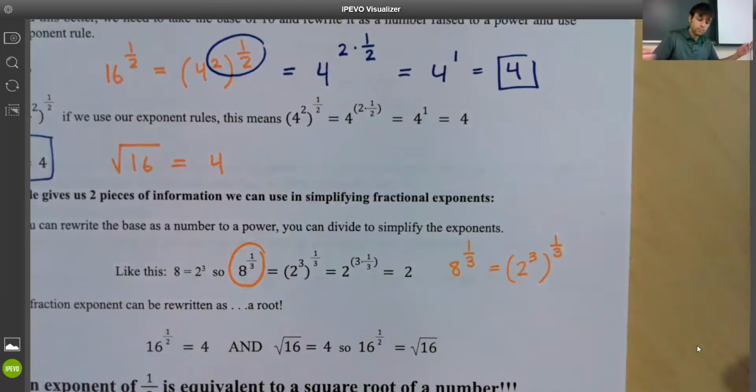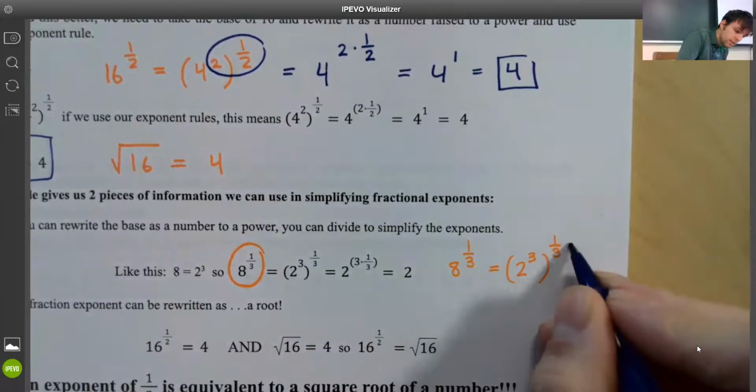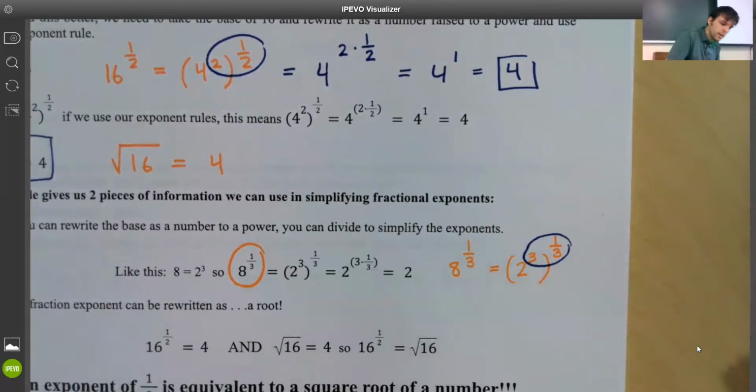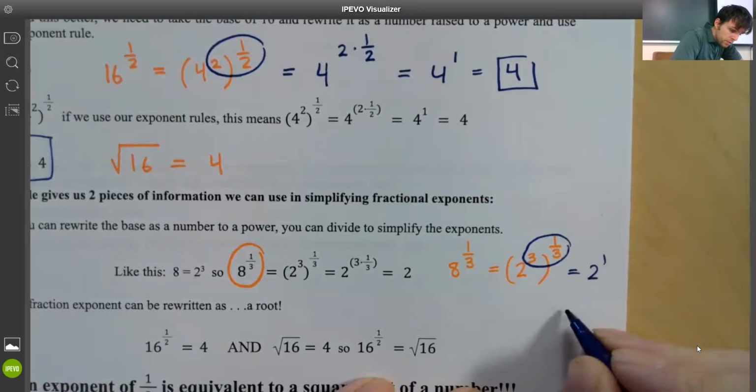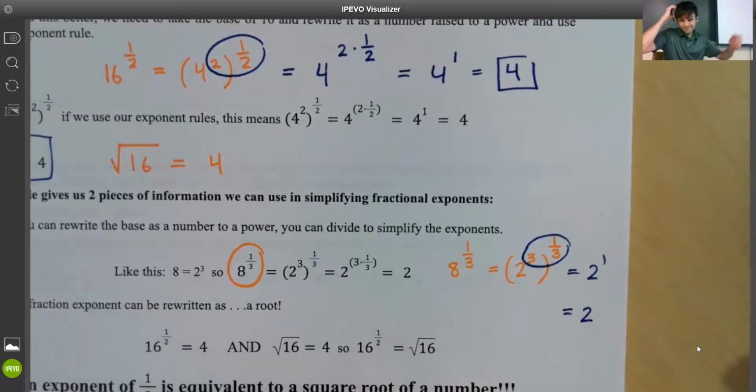And now we make use of that product property again, right? The product property says, hey, just go ahead and multiply these exponents. Multiply 3 times 1/3. We're multiplying by a unit fraction. We just get 1. So 2 to the 1, or simply 2. Kind of weird. 8 to the 1/3 power is equal to 2. What in the world's going on here?